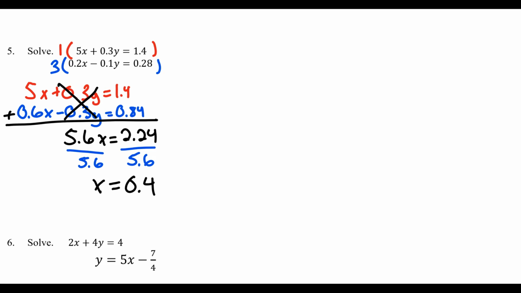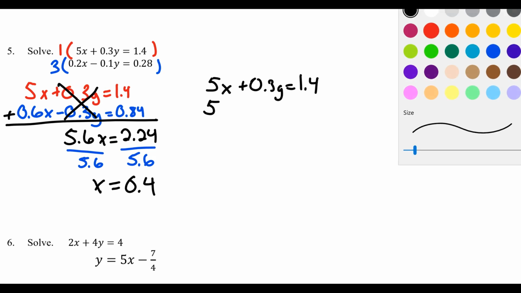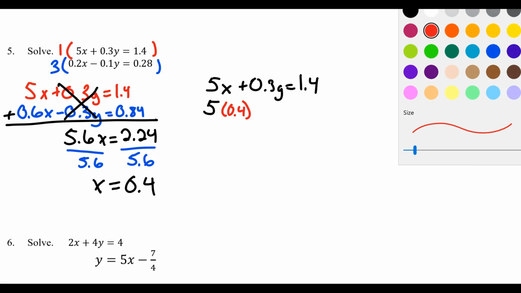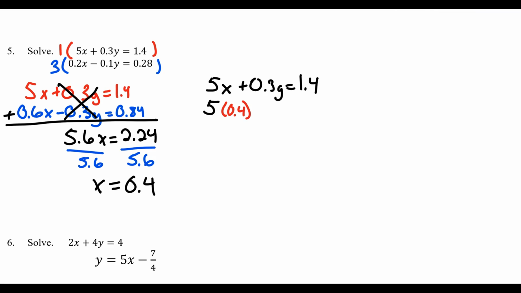Now again, I just have x, I've got to solve for x and y, so I'm going to plug this into one of these original equations. It doesn't matter which one. I'll be honest, I tend to always choose the first one. So 5x plus 0.3y equal to 1.4. So I'm going to plug in 5 times that 0.4 plus my 0.3y is equal to 1.4.